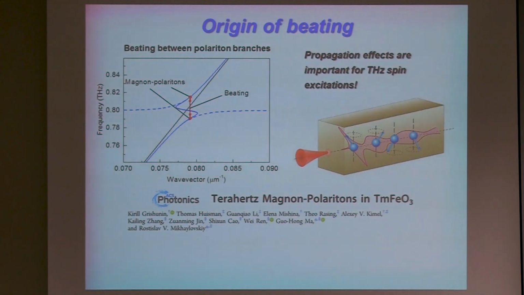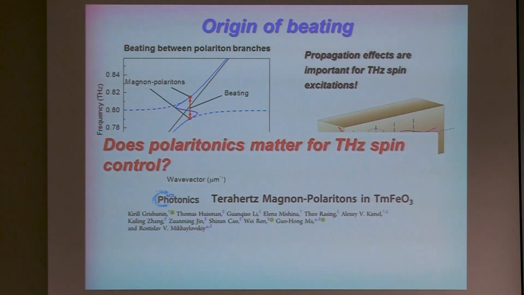With the known permeability, we can even calculate the exact dispersion around the antiferromagnetic resonance frequency in this material. And what we see is essentially nothing else than the beating between the lower and upper magnon-polariton branches. And here, in the region of anomalous dispersion, the waves cannot simply propagate. So the propagation effects are important, and the question is, can we employ this scenario for terahertz spin control?